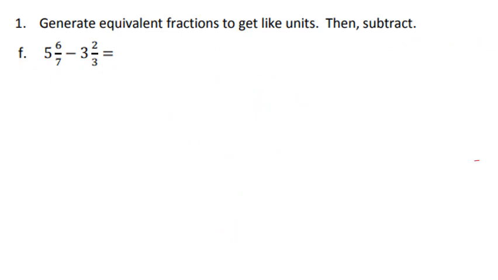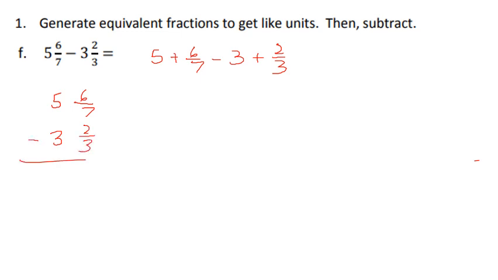Under F, we now have 5 and 6/7 minus 3 and 2/3. Okay. Now when it comes to mixed numbers like this, I actually like to stack them. 5 and 6/7, and I'm subtracting 3 and 2/3. And it doesn't matter which way, I just can visually see it better this way.